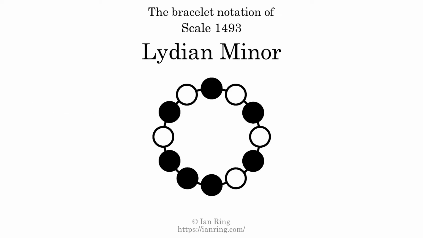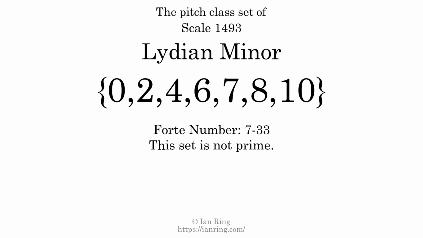This is a bracelet notation diagram of scale 1493. The shaded circles represent tones that appear in the scale, and they are read clockwise, starting at the top. The pitch class set for this scale is 0, 2, 4, 6, 7, 8, 10. The forte class is 7-33. This set is not prime.